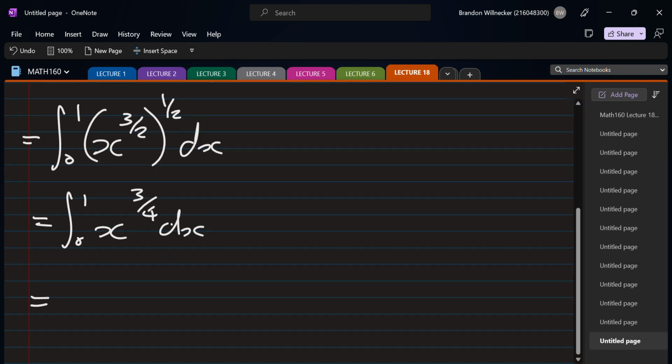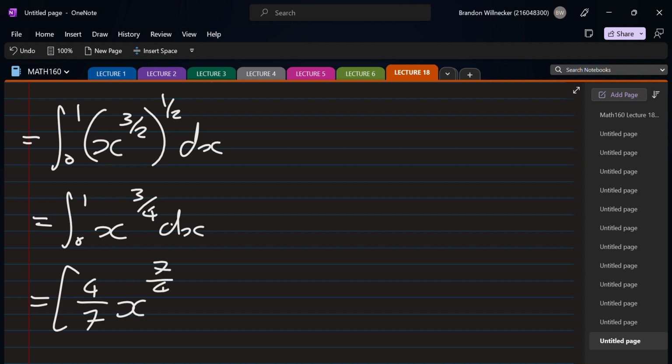And now we can treat this as any other power rule. We add 1 and then divide. If we add 1, that's the same thing as adding 4 over 4. So that becomes 7 over 4. If we divide by 7 over 4, that's multiplying by 4 over 7. From 0 to 1. If we substitute 1, then we just get 4 over 7. If we substitute 0, we get 0. So we just get 4 over 7.